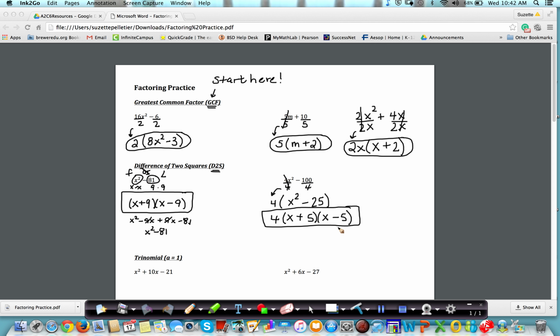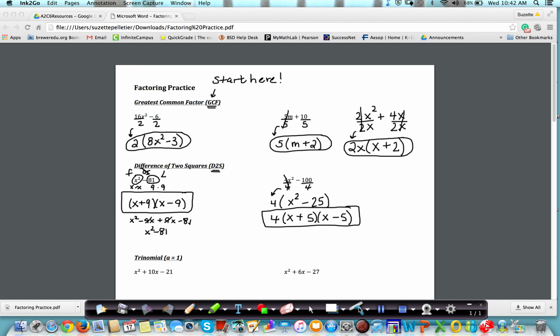Okay, so difference of two squares. Sometimes they will not have a greatest common factor and you just break them up, and sometimes they will have a greatest common factor that you just kind of drag along in the front and then break up the difference of two squares afterward. Okay, now we're going to look at trinomials where a equals 1.